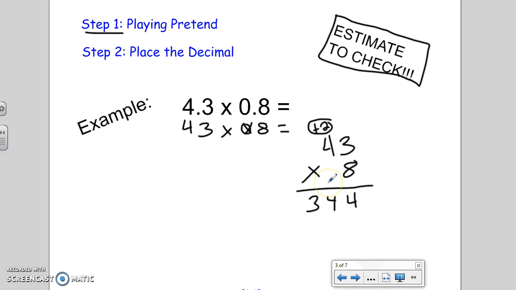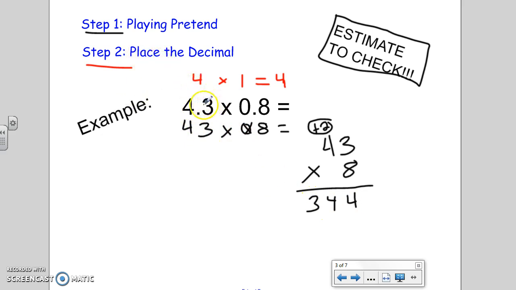So if I were to stop there and think that's my answer, if I do a quick estimation to check, I know that 4 3/10 is about 4. I know 0 and 8/10 is about 1, and 4 times 1 is 4. I can tell you right now, 4 and 344 are nowhere close to each other. That's because we forgot step two, the most important thing. After we pull the decimal point out, we have to make sure we put it back in our final answer.